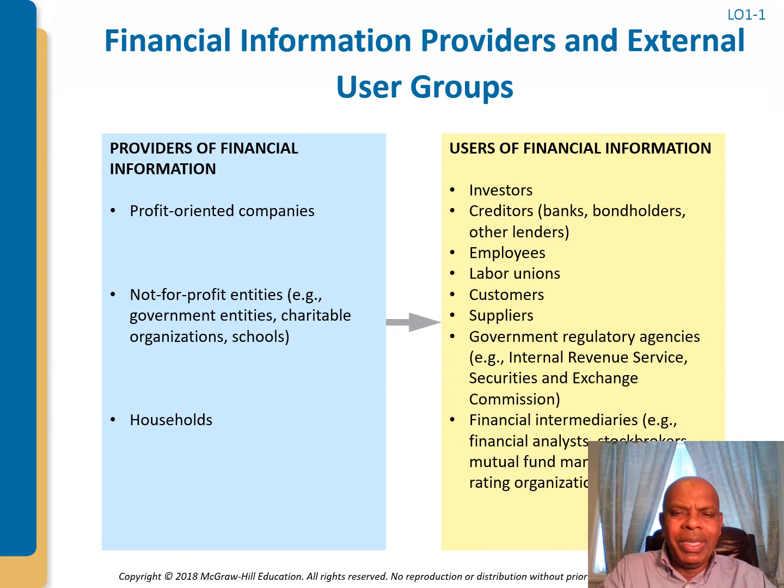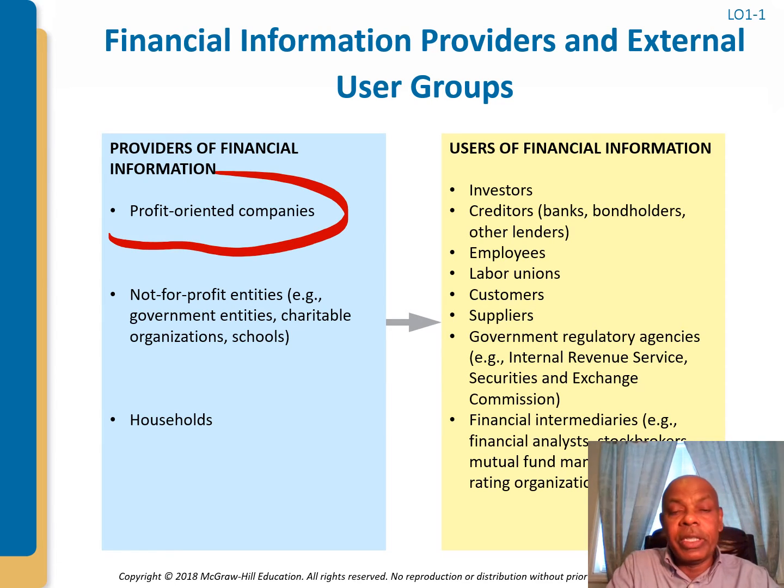As I mentioned before, we're getting into who these external users or user groups are. The providers of financial information are profit-oriented entities, which is mainly what we're talking about in this course, public corporations or whatnot, or not-for-profit entities, government entities, charitable organizations, schools and such, and the household also. But again, we mainly focus on profit-oriented entities. What are the external users?